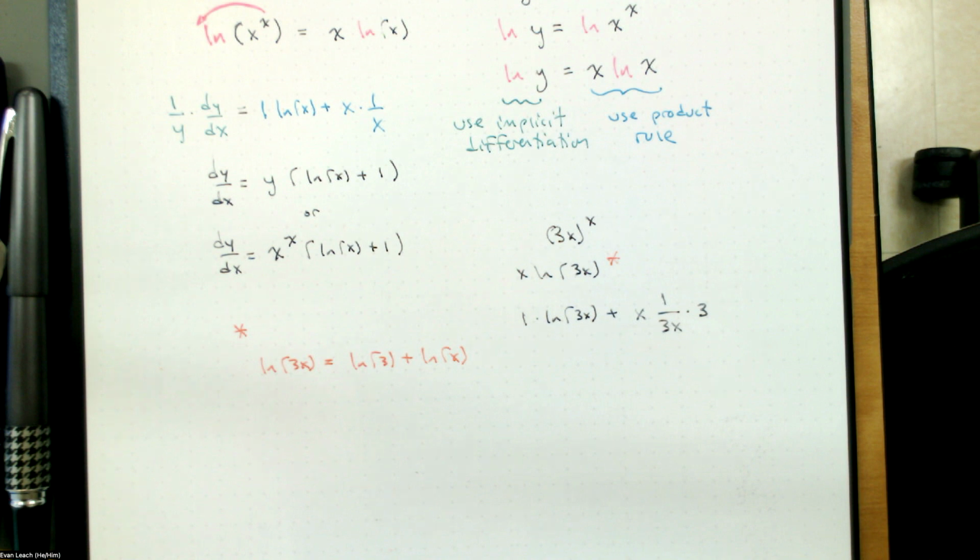Now, if we had expanded the natural log of 3x into the natural log of 3 plus natural log of x, the derivative of the natural log of 3 would be equal to 0. And we just have this extra natural log of 3 times x term.